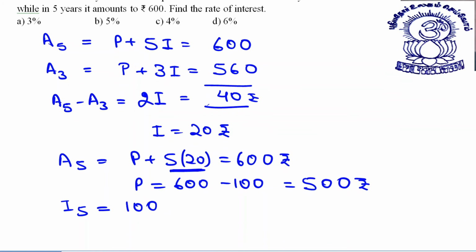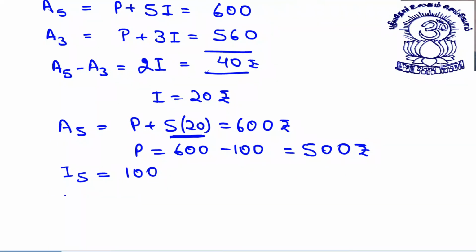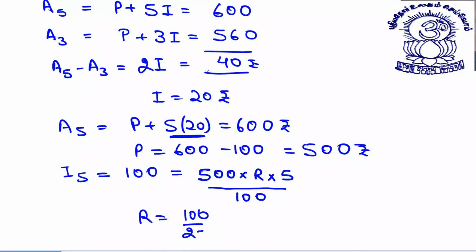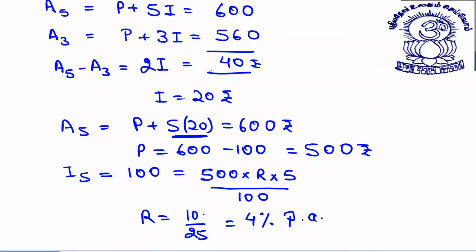Now we can very easily solve the question. Look, if I put the formula, I for 5 years will be principal into rate into time divided by 100. Okay, double zero, double zero cancel. 5 into 5, 25. 25 cancel by 4 will give me R is equal to 100 by 25 is equal to 4% per annum. Let's see, do we have any such option?